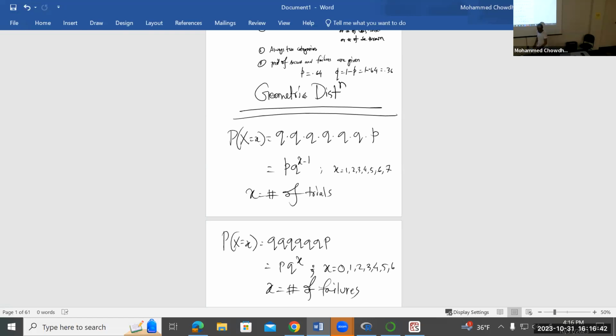So let me explain these things to you. First one, you have seen the number of trials. Second one, you have seen failure. This is the main difference. Down the road in your life, you see this one and that one. The only difference is here X equals the number of trials.